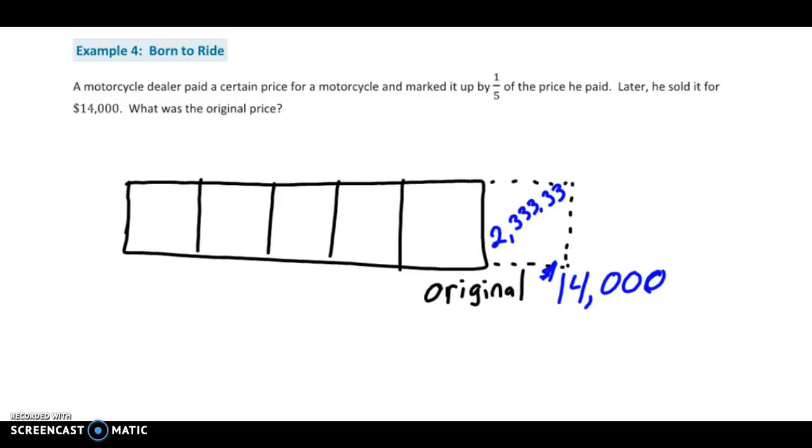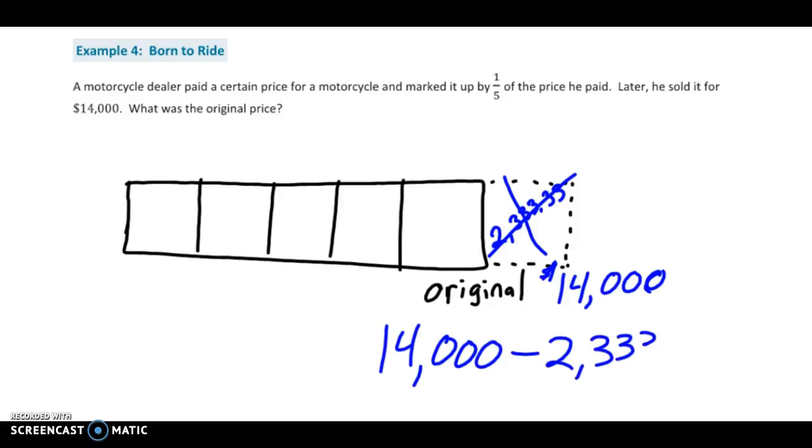If we get rid of this markup, okay, before we got to the $14,000, what would the original price have been? Okay, so you can think about it this way. Before we had that additional markup, what was the cost before we did all that addition of the $2,333.33? The correct answer, as you saw on the last slide, $11,666.67.